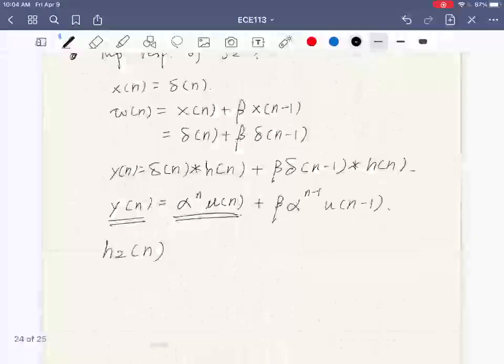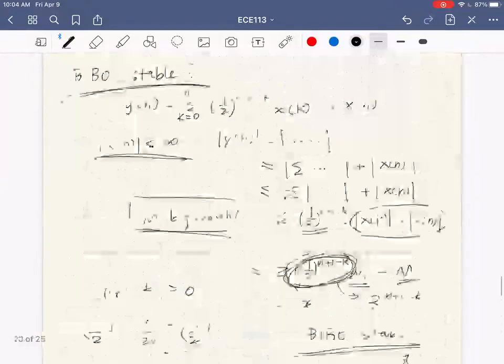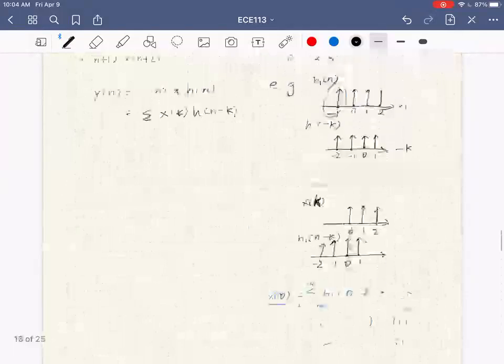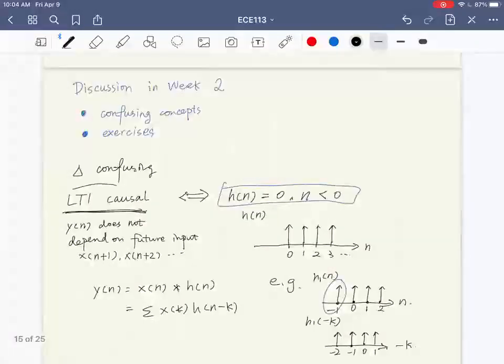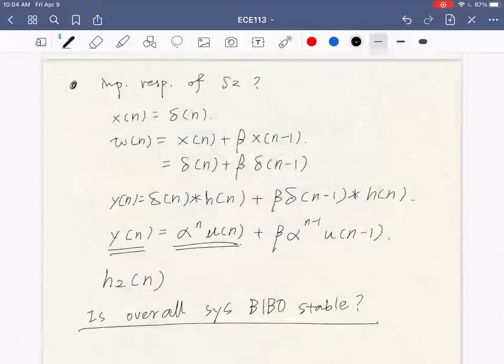Nice. And I would like to ask, is the overall system BIBO stable? I will try to end the discussion quickly. At the beginning of our discussion, we mentioned what is equivalent: LTI causality is equivalent to saying that h of n equals 0 when n is negative, right? And now it's time to use this property to show the overall system.